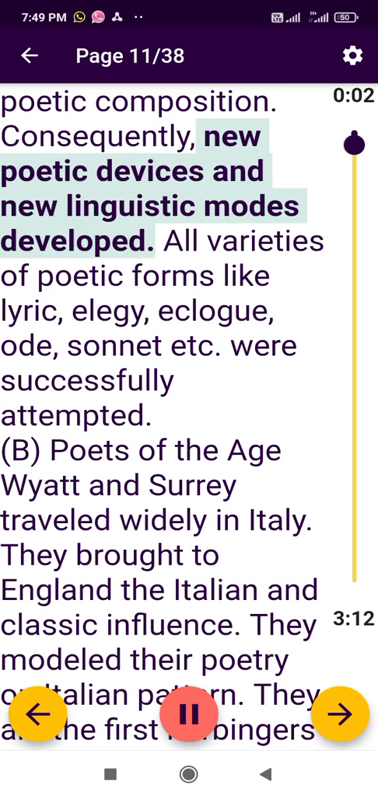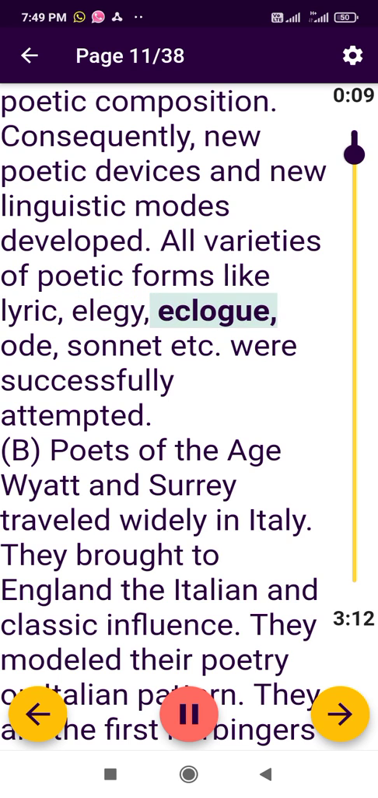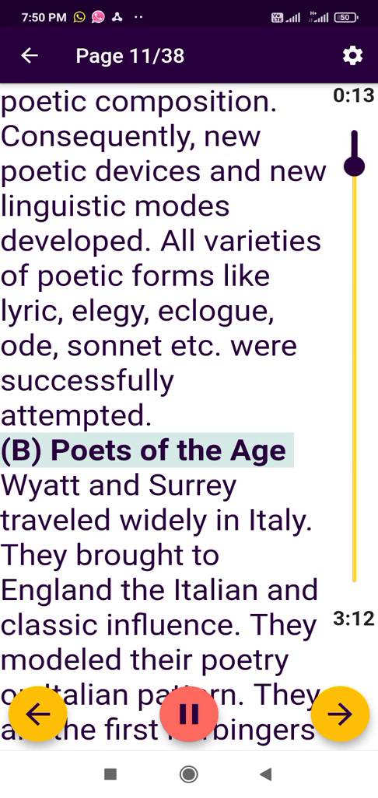Consequently, new poetic devices and new linguistic modes developed. All varieties of poetic forms like lyric, elegy, eclogue, ode, sonnet etc. were successfully attempted. B. Poets of the age.